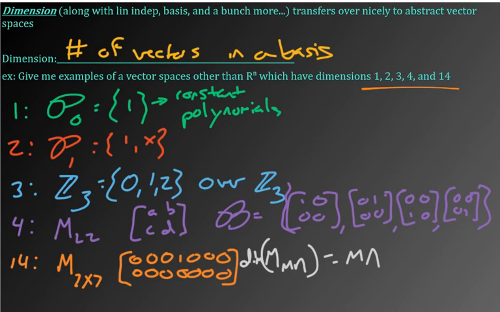So tons of different examples out there, and they get only weirder as you go in math. You'll learn other ones if you keep taking courses like this. But all of these, when I look at this, I think of R1. I think of the number line. When I look at this, I think of 2-dimensional space. When I look at this, I think of 3-dimensional space. This is 4-dimensional, this is 14-dimensional.